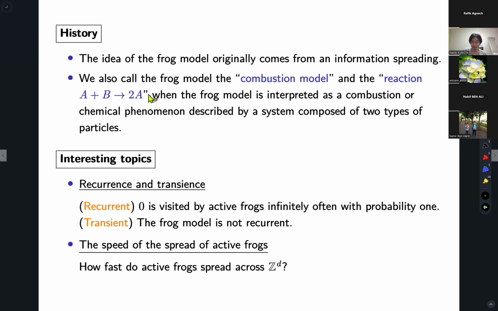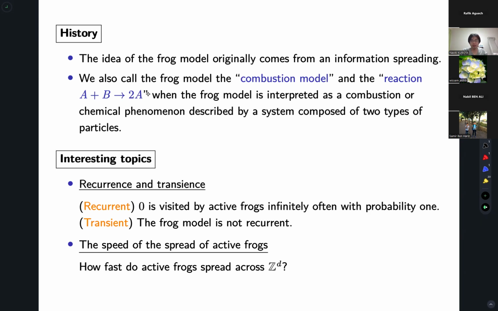A plus B to 2A. These names are often used in the situation of the continuous time simple random walk. Sorry, in today's talk we consider the simple random walk as the discrete time simple random walk. Of course we can consider the continuous time model, and when we do, these two names are often used. The frog model originally comes from information spreading, but this model is regarded as combustion or chemical phenomena. So this is a history of the frog model.